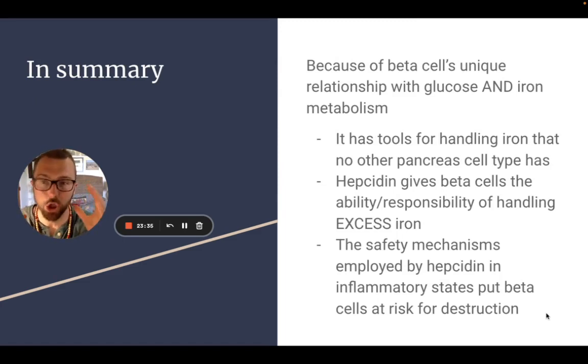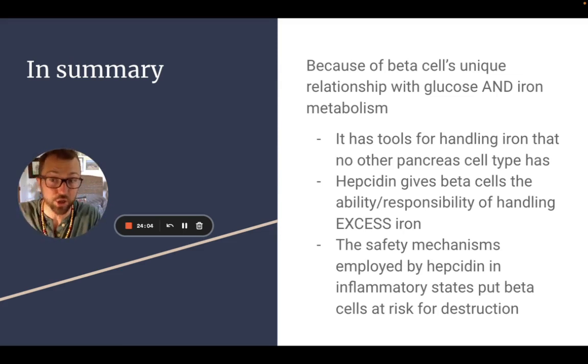So this is a huge, huge revelation. Because of beta cells' unique relationship with both glucose and the release of insulin, and iron, mobilizing iron to make sure that glucose can be used, it has the tools for handling iron that no other pancreas cell type has. That's the protein hepcidin. Hepcidin gives beta cells the ability and the responsibility of handling excess iron, right?